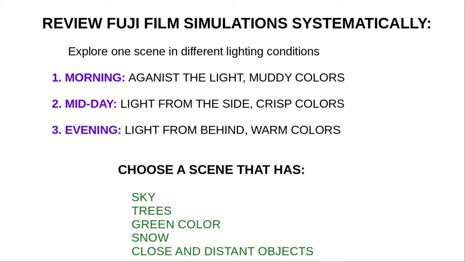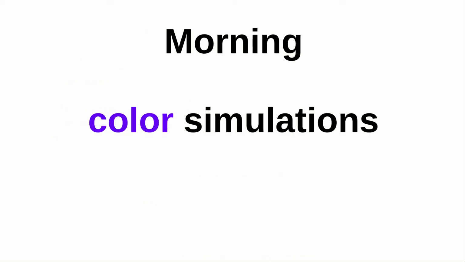The film simulations can be color or monochrome. The dynamic range was always 200% in all situations. All images I'm showing can be downloaded for detailed comparison from my website, and the link is provided below. We are first looking at the color photography. Let's start with the morning scene.